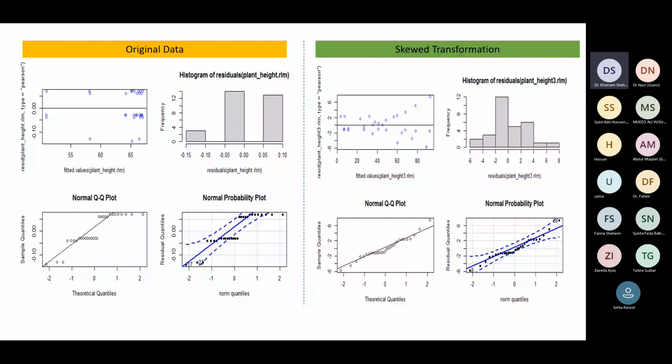Then we can make some transformations in the data. These models are available, like the skewed model and Box-Cox transformation, in our software. These transformations remove the abnormal outliers from your data and make your data normal. Then you can make conclusions and do the analysis. So keep this in mind before doing statistical analysis.